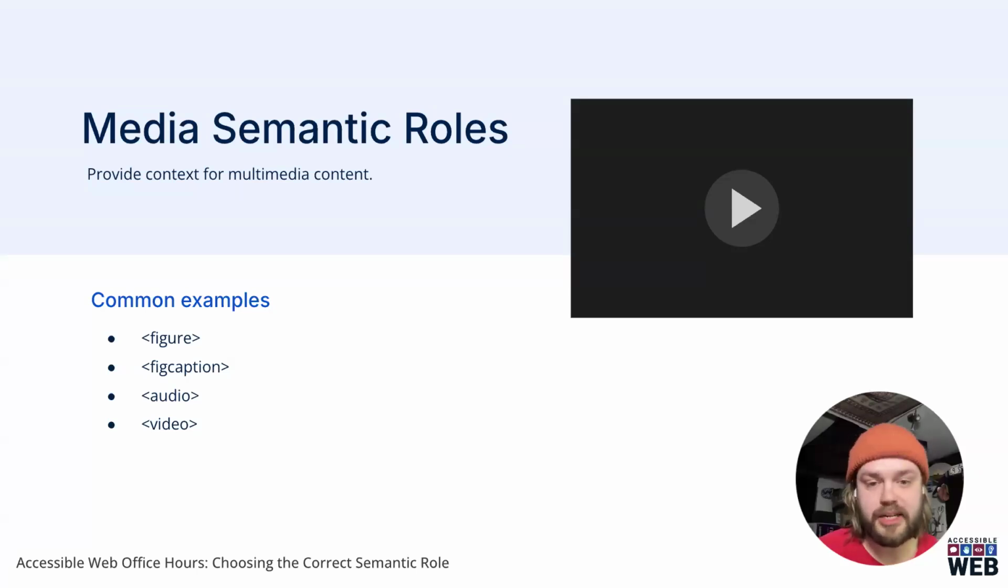Media semantic roles provide context and structure for multimedia elements like images, video, and audio, and using roles like figure and figcaption enhances accessibility by giving users, including those using assistive technologies, more context about the content. And properly structured media content ensures it is meaningful and useful to all users, regardless of how they access it.